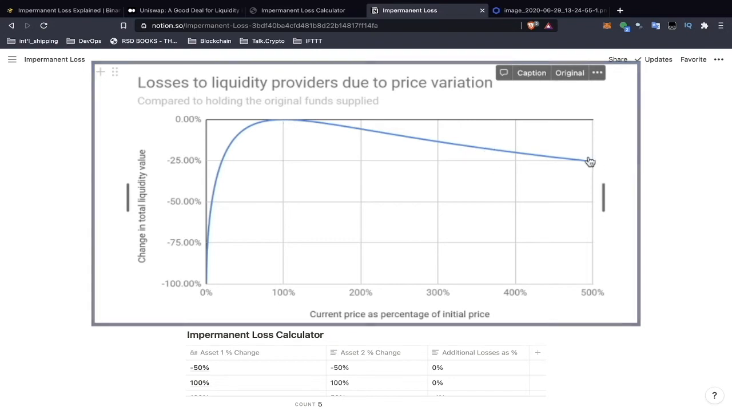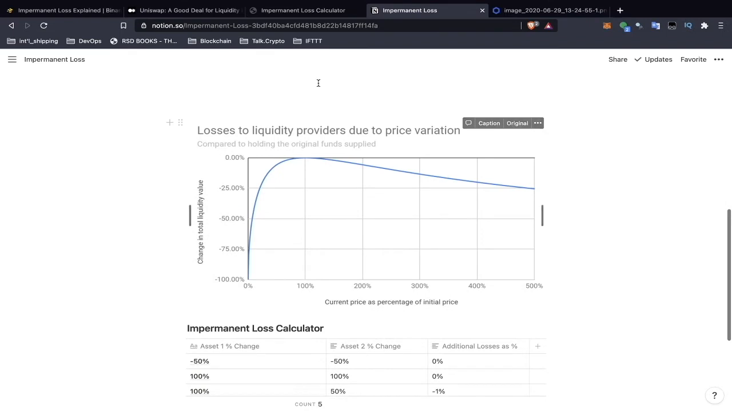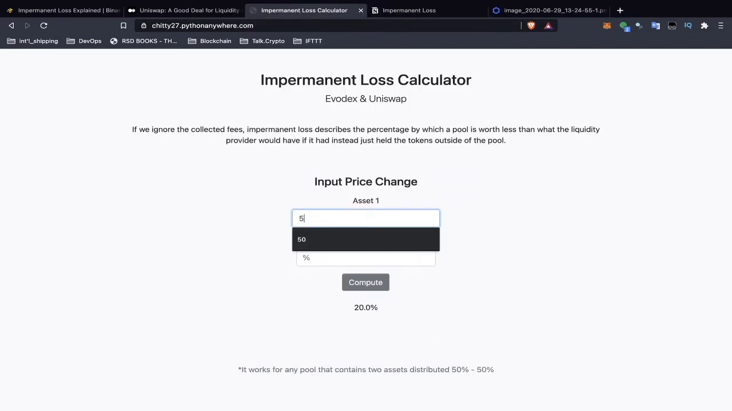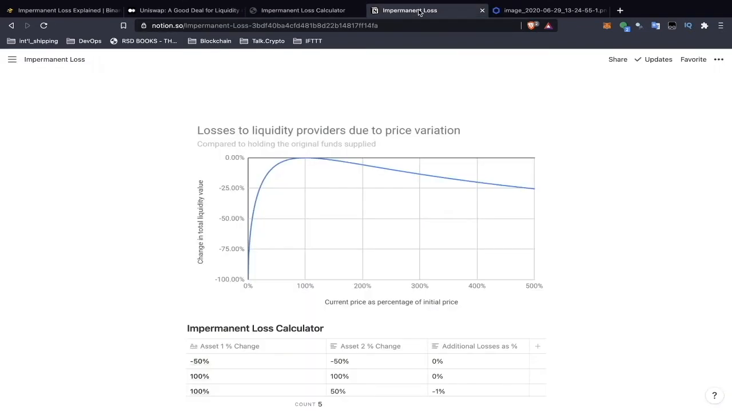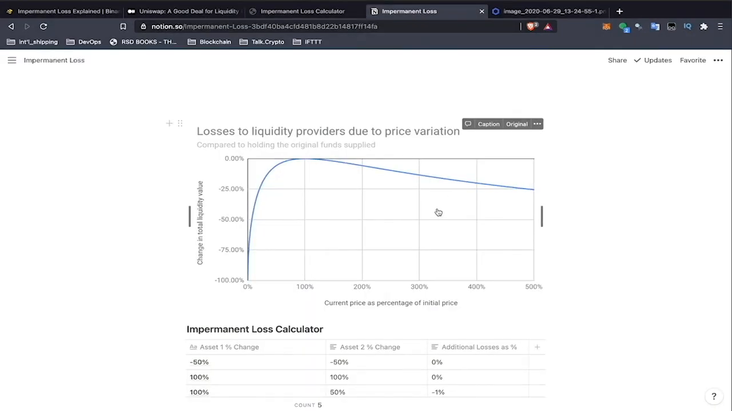If one of the assets goes up 500% in value, let's go over to our impermanent loss calculator. So let's say 500% for asset 1 and asset 2 stays the same. We get a 30% loss of the funds compared to if we had just held them. So be sure when you're looking at the APY that it will cover this 30% loss. And think to yourself if you would be better off just holding the tokens in your wallet.